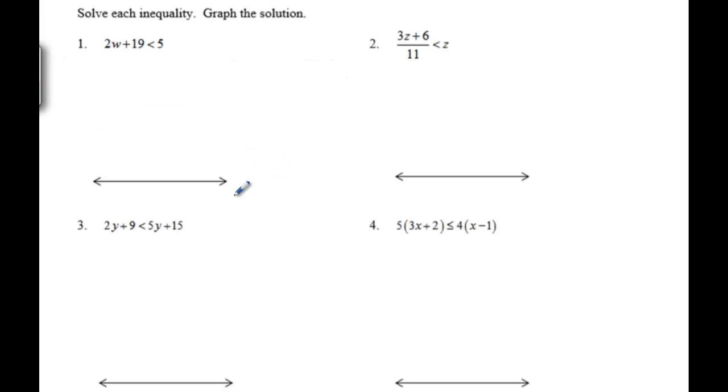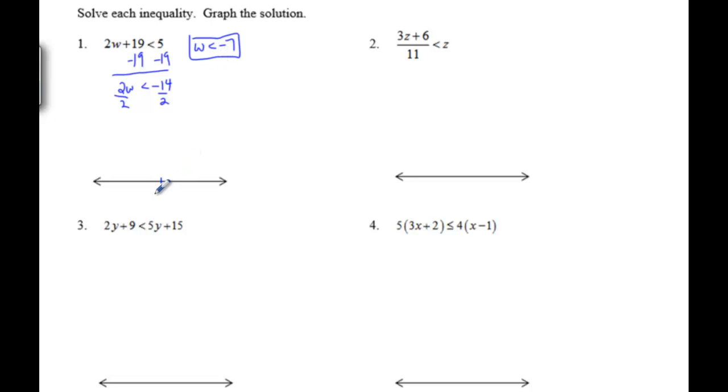Alrighty, we're going to solve each inequality and then graph its solution. So number 1, we need to get w by itself, so we're going to subtract the 19 over. Draw a little line. We get 2w is less than negative 14. We need to get the w by itself, so if we divide by 2, we end up getting w is less than negative 7. A couple of things that we need to remember is because the inequality is not equal to, it is an open dot.